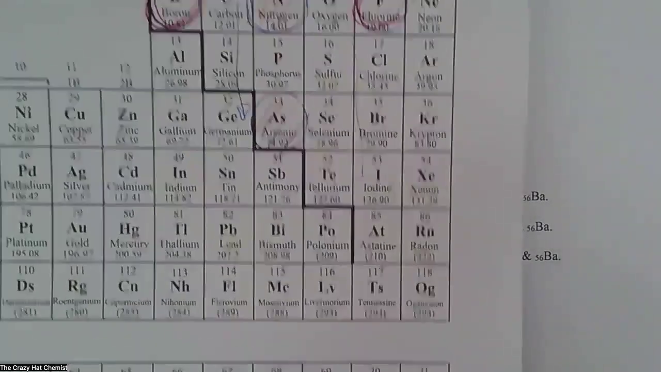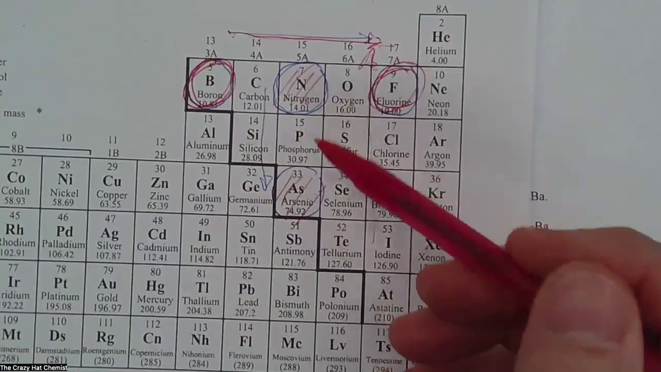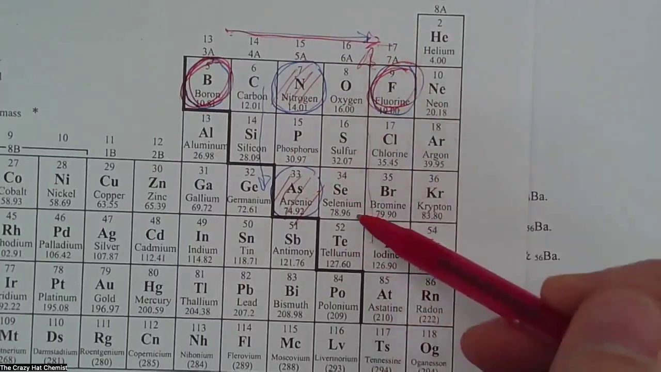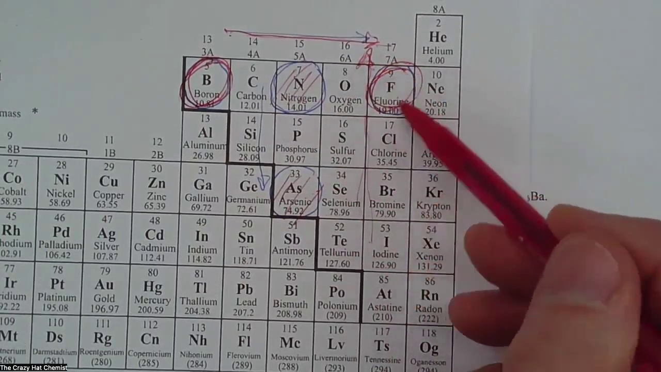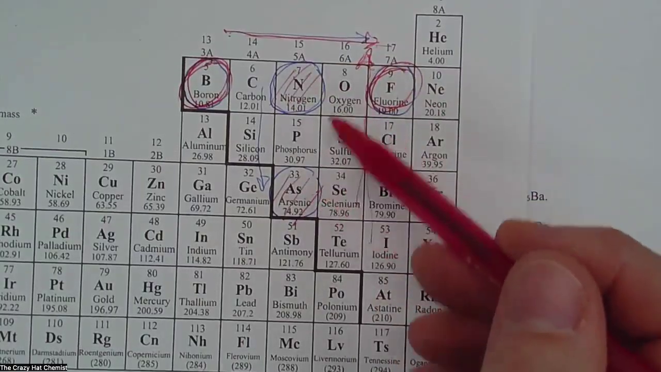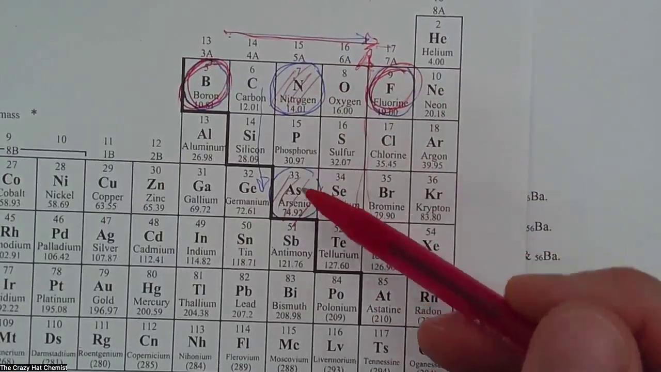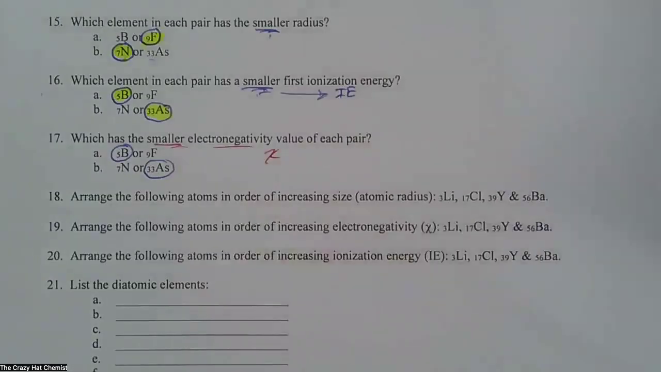Okay, and then arsenic and nitrogen. As you go up a group, you increase in electronegativity. Fluorine is the most electronegative. So the one that's smaller in electronegativity is arsenic. That has held true there as well. Perfect. All right. Let's see here. Let's do another one.